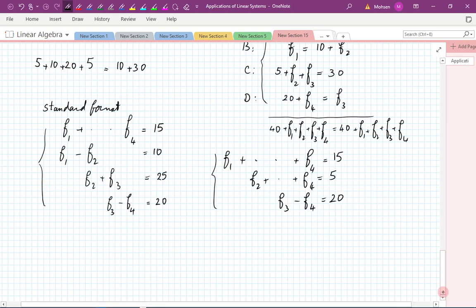Then what? Well, the variable that's not associated with a leading entry is going to be declared a free variable. So all of this as a free variable goes to the right hand side. I might as well take f4 to be our parameter, call it t. Then f3, f4 goes to the other side, becomes 20 plus t, f2 becomes 5 minus t, f1 becomes 15 minus t again. So these are our solutions.